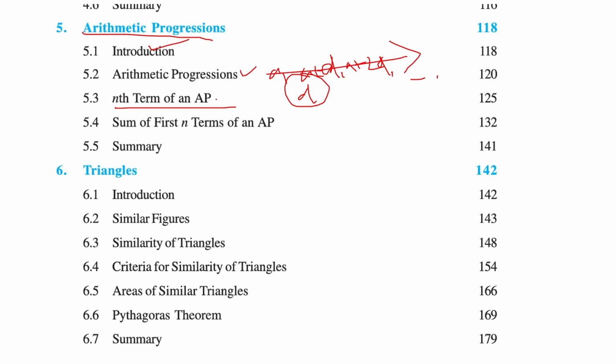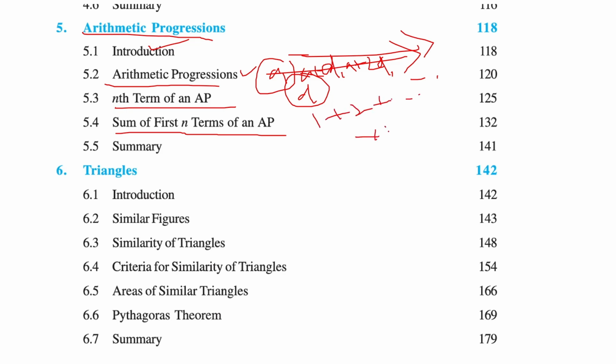Nth term of AP, you have to know the nth term of any arithmetic progression. Where a is the first term of the arithmetic progression. And again the sum of the first n terms, like 1 plus 2 plus 3 dot dot plus n. What is that? n into n plus 1 divided by 2. This kind of things, arithmetic progressions.